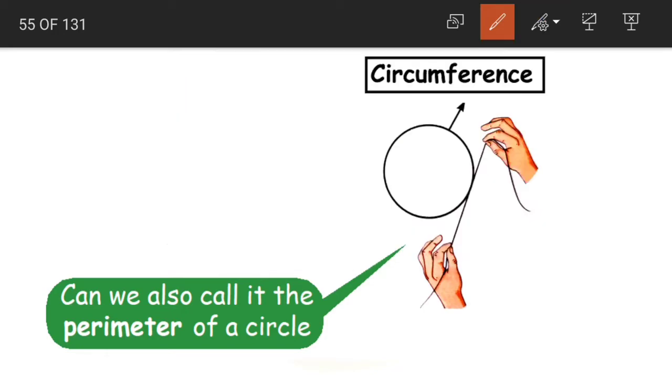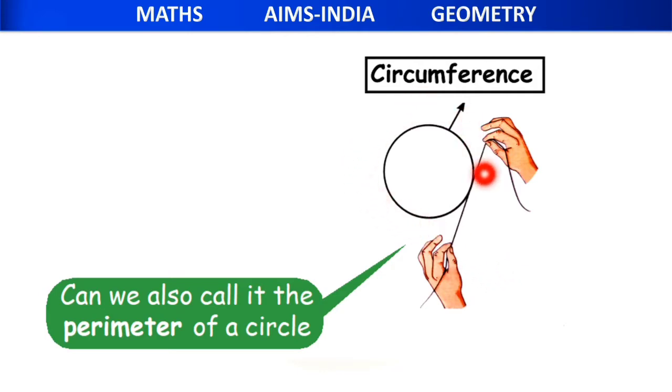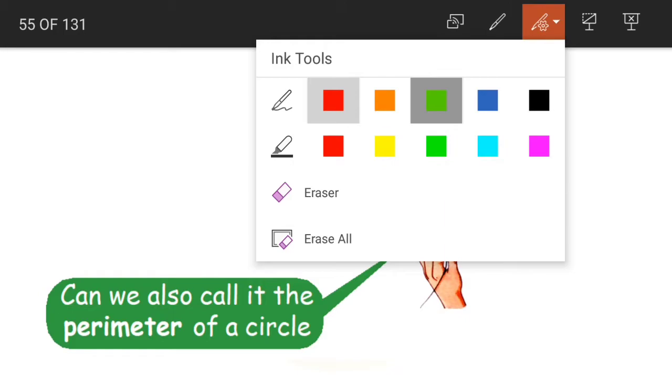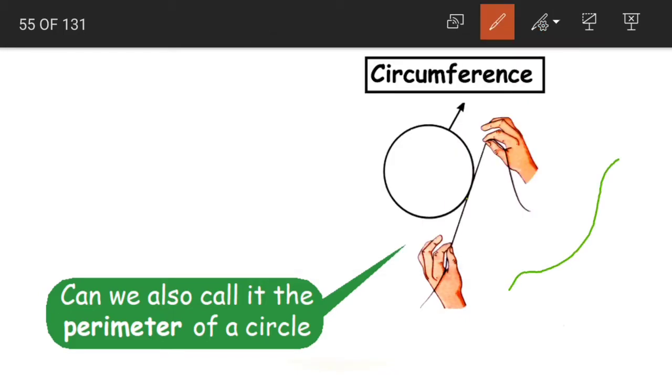Yes. Now what about the circle? If I want to find out the length of the boundary of this circle, how can I find out? It's a little activity you can also try, children. Draw any circle and take a thread. Take a thread and wrap the thread around the edge. Suppose I am taking a green thread. Now I'll place this green thread along the edge of my circle. After placing it along the edge of the circle, cut it.